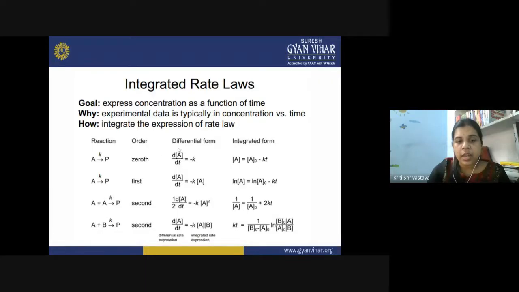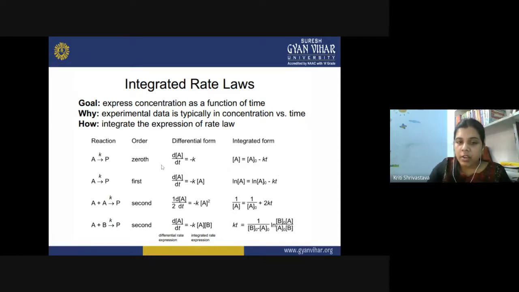They are written here. Suppose A is equal to P. This is a zero order reaction, and the differential form would be what? dA upon dt. This would be the differential form, right? In which we are taking the rate at a particular instance. But when you integrate this equation, you will get this rate law expression. So this is the differential form, and this is the integrated form.